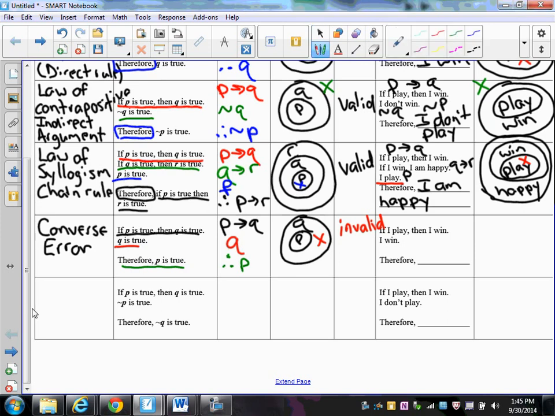So if I take a look at this, it says if I play, then I win. So if P, then Q. So then we have I win. That's Q. The converse error, what a lot of people would want to say is, therefore I play. But this is invalid.